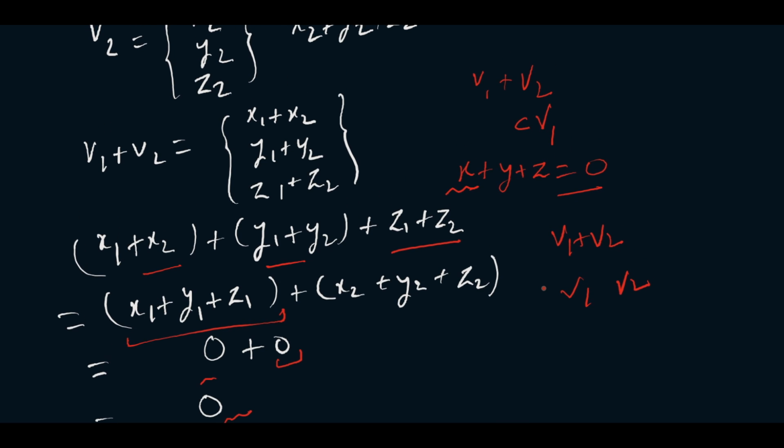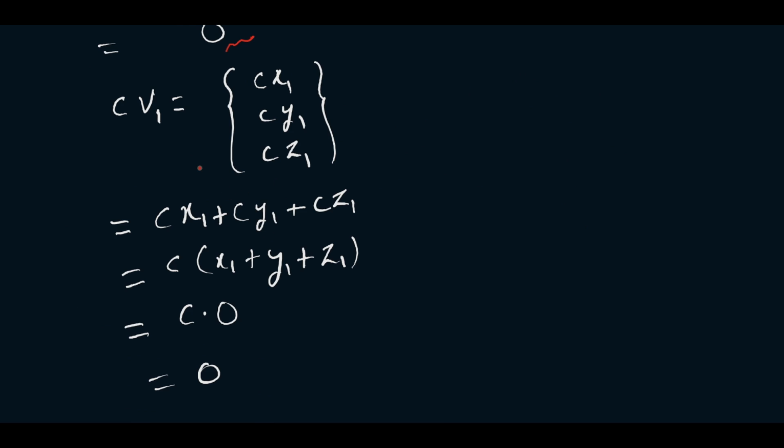Now let us take c times v1. c times v1 gives us (c times x1, c times y1, c times z1). Our condition is c times x1 plus c times y1 plus c times z1. We can take c common, then it will be x1 plus y1 plus z1. So it is c times 0, which gives us 0. Now if c was 0, again our answer would have been 0. So the origin is required for being in the vector space.